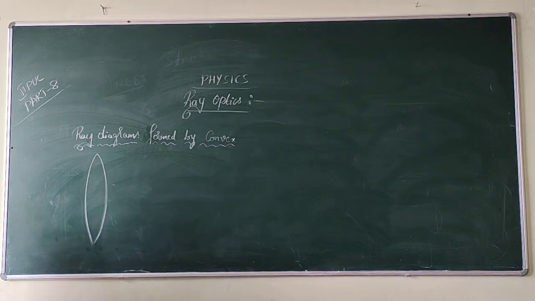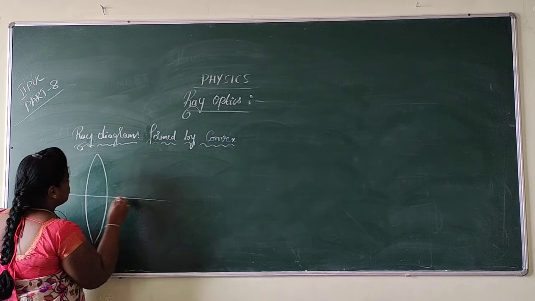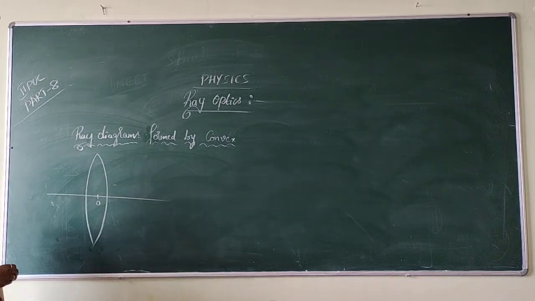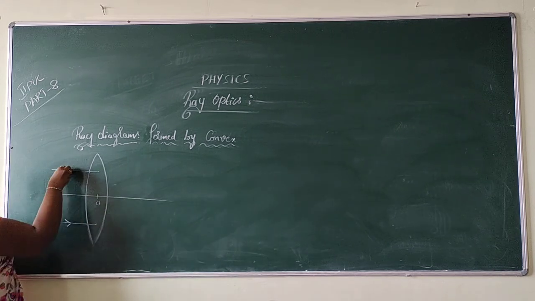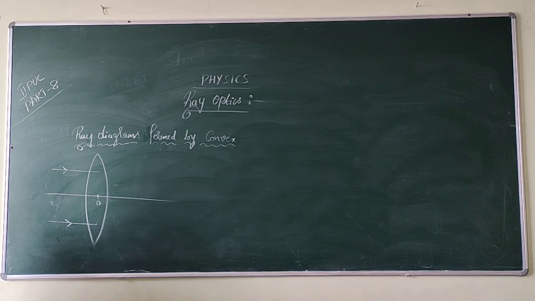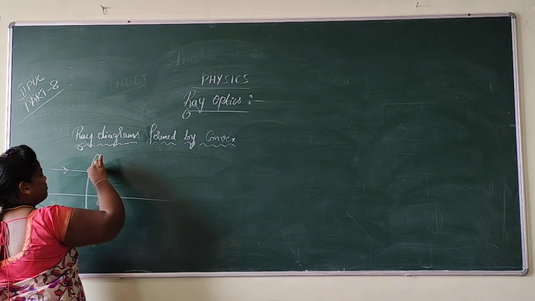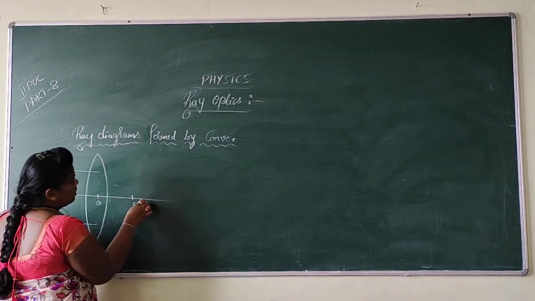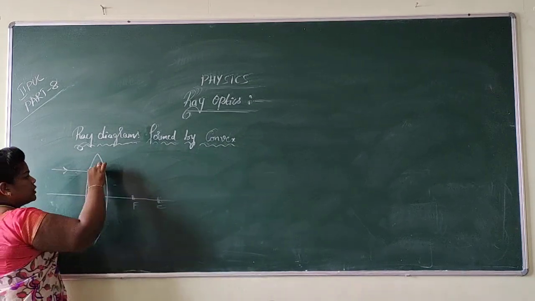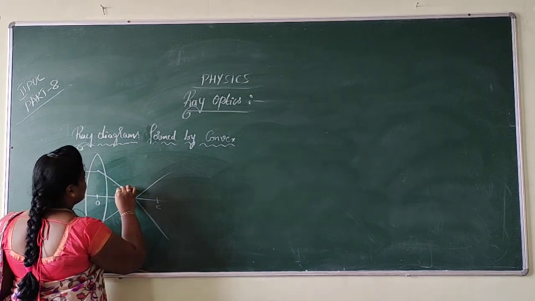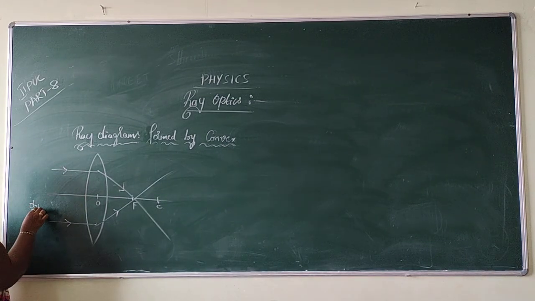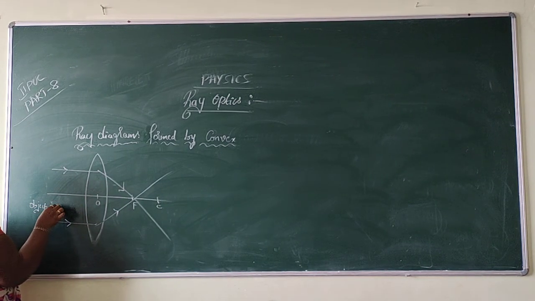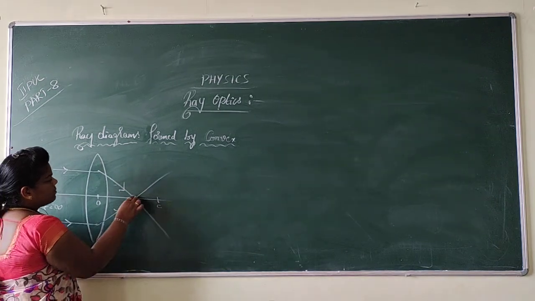Okay, here you can observe. I considered a convex lens, which has an optic center. Here I am going to incident a parallel beam of light, parallel to the principal axis. You know from the terminology that whenever a parallel beam of light falls on a convex lens, it refracts and passes through the principal focus. See, where is the object? Consider that the object is at infinity. Where is the image formed?